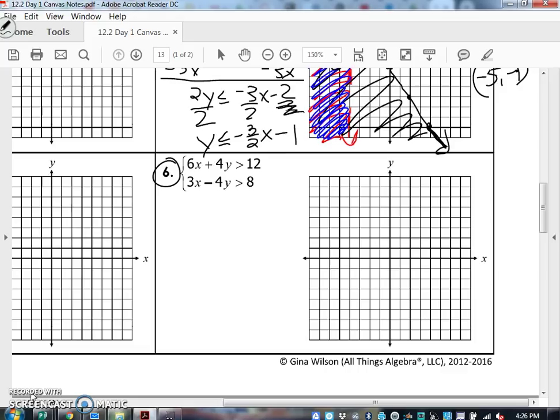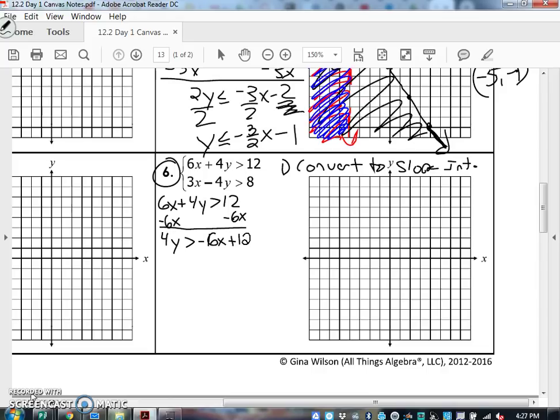When I look at this first problem, problem number 6, I notice that both are in standard form. The first thing we need to do is convert to slope-intercept. We have 6x plus 4y is greater than 12. I'm going to need to subtract 6x from both sides. That's going to give me 4y is greater than negative 6x plus 12. I'm going to divide both sides by 4, and I'm going to get y is greater than negative 3/2 x plus 3.